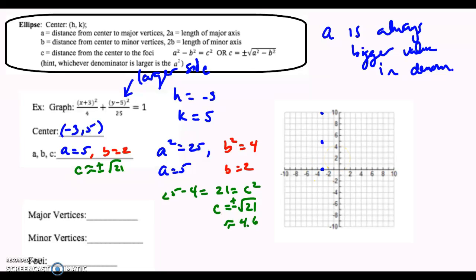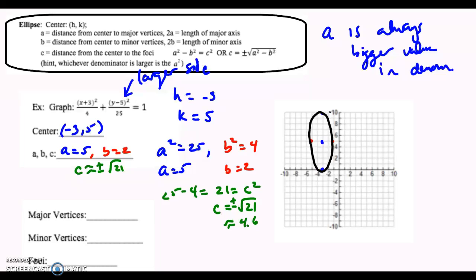For the b value, I have to go 2 to the left and 2 to the right. And the reason I'm doing that is because the 4 belongs to the x variable. So I'm going to go 2 to the right from -3, which gets me at -1, and 2 to the left from the center. Once I have those points, I can go in and connect them in a glorious fashion, in a beautiful fashion. Oh, that's an absolutely splendid ellipse.